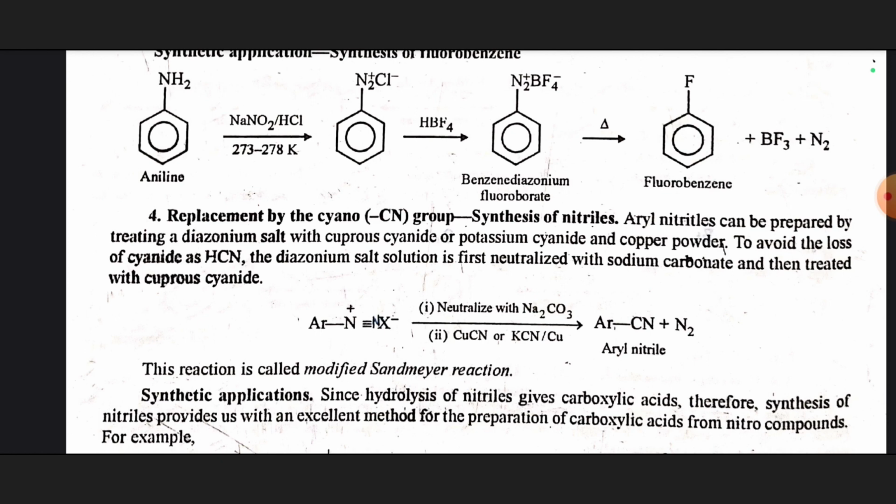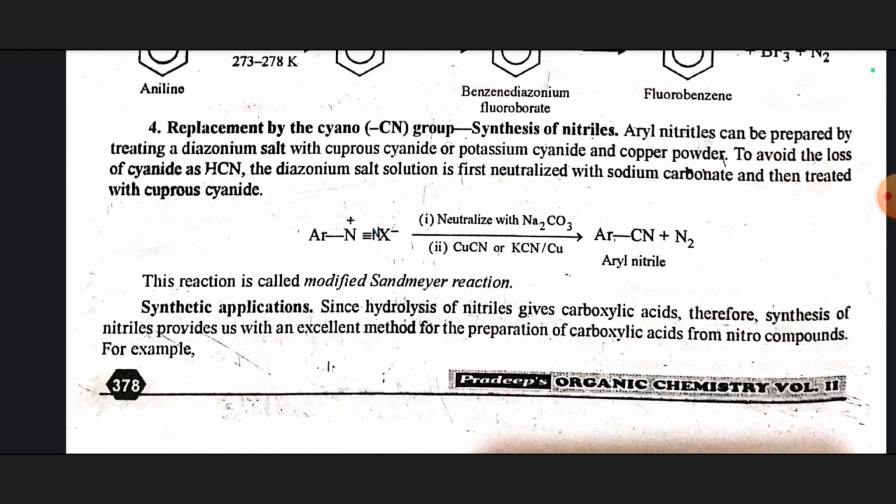Fourth, replacement by the cyano group, that is synthesis of nitriles. Aryl nitriles can be prepared by treating a diazonium salt with cuprous cyanide or potassium cyanide and copper powder. To avoid the loss of cyanide as HCN, the diazonium salt solution is first neutralized with sodium carbonate and then treated with cuprous cyanide.